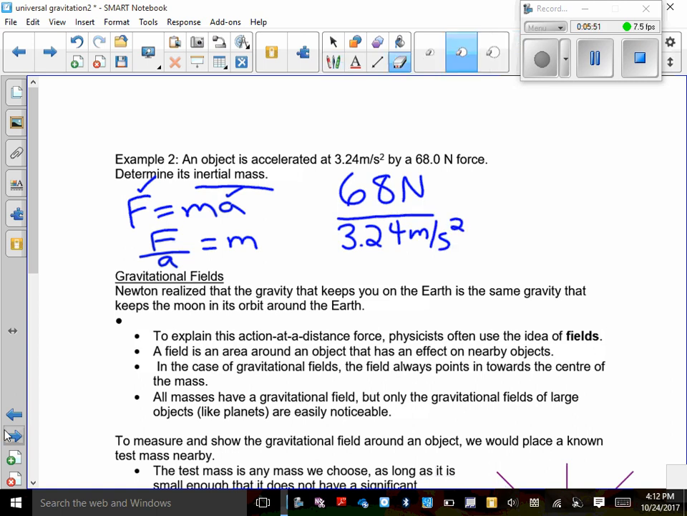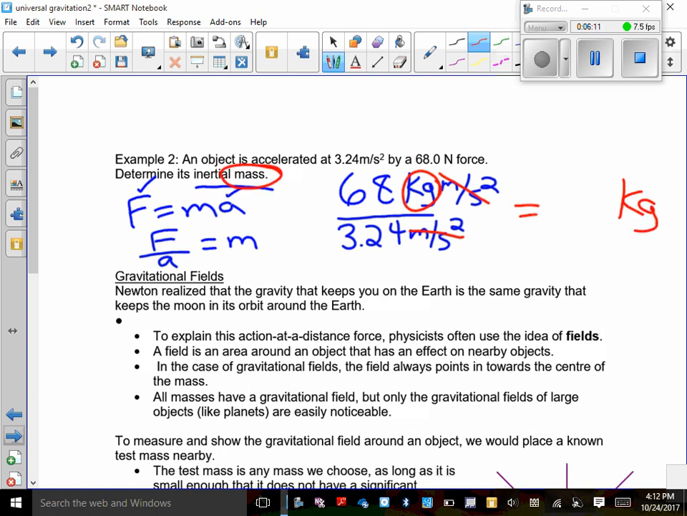Okay, I said my force was 68 newtons, and I'm dividing that by 3.24 meters per second squared. Well, a newton is simply a kilogram meter per second squared. Kilogram meter per second squared. Meter per second squared cancel out. Okay, I'm left just with kilograms, which is good because it asks me to find a mass. So now it's just calculator work. 68 divided by 3.24. I got 20.987 with 3 significant figures. That would be 21.0 kilograms.